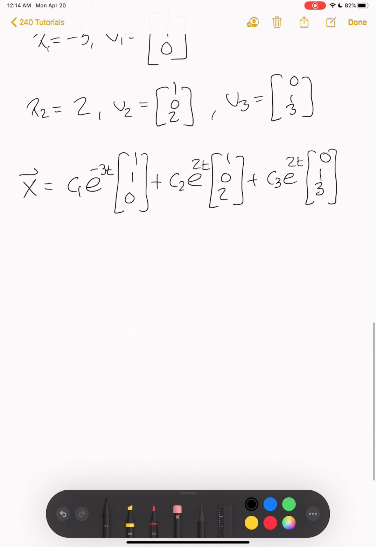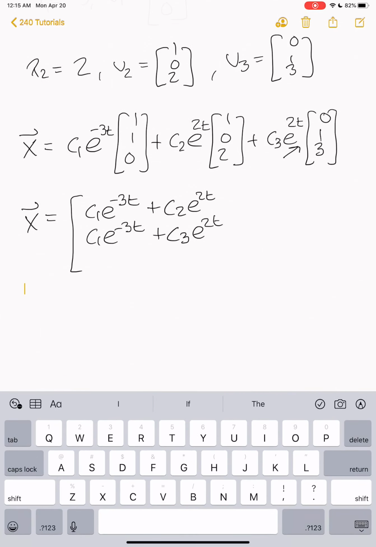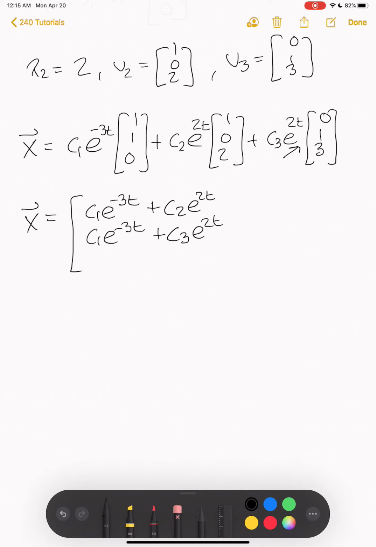Okay, and then we can put these all together into one big vector here. C1 e to the -3t plus C2 e to the 2t, C1 e to the -3t plus C3 e to the 2t. So now it comes from this term. And then I have 2C2 plus 3C3 e to the 2t. So just combining this part and this part here in my last term.